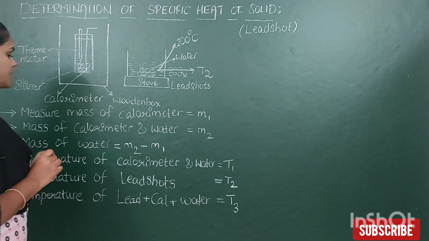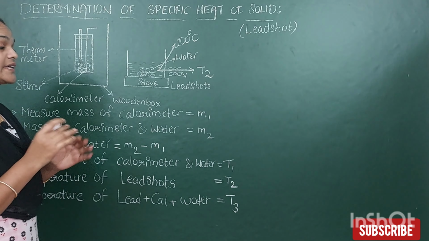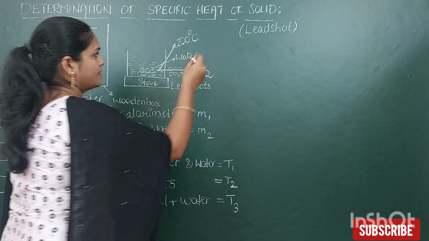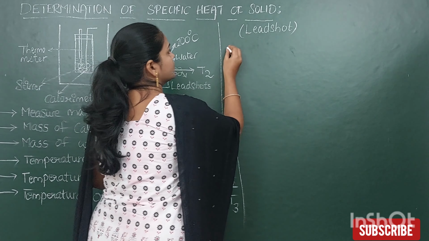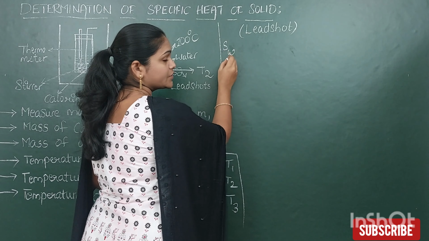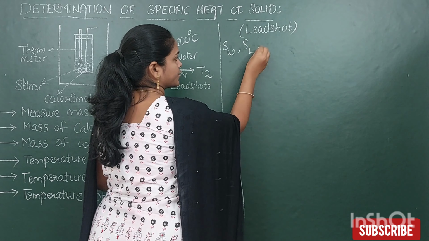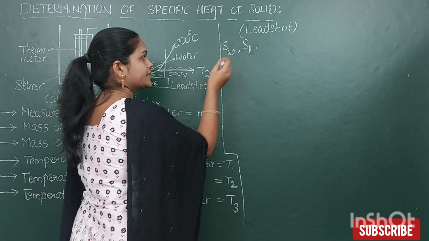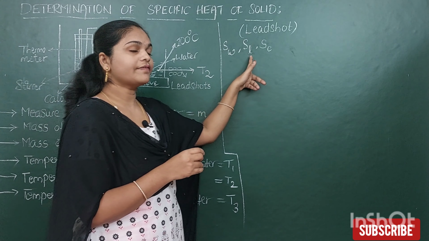Now, what is the specific heat of water? The specific heat of water will be denoted by SW. And the specific heat of lead shots will be denoted by SL. And the specific heat of calorimeter is denoted by SC. So what is our aim? To find out the specific heat of lead shots.